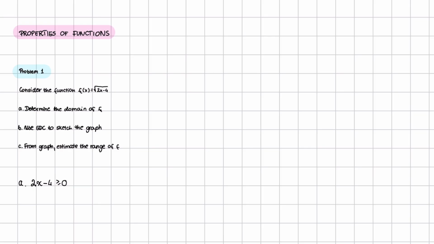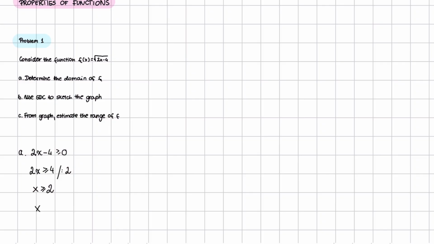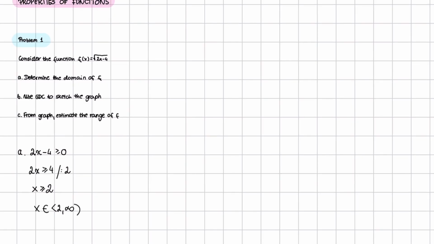So no negative number. And now we can move negative 4 from the left-hand side to the right-hand side. So 2x is greater or equal to 4. And now we can divide both sides by 2 and we're left with x greater or equal to 2. So basically this is our domain, or we can write it also like this: x from 2, closed, to infinity.